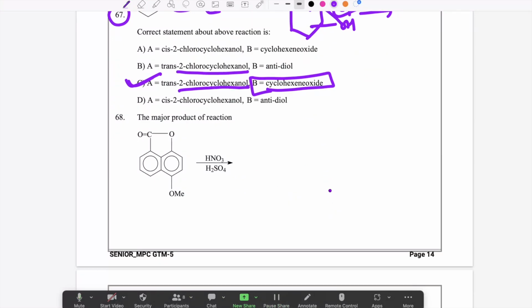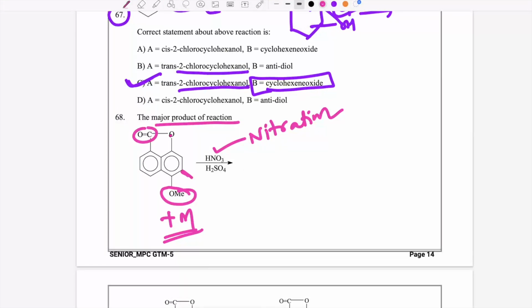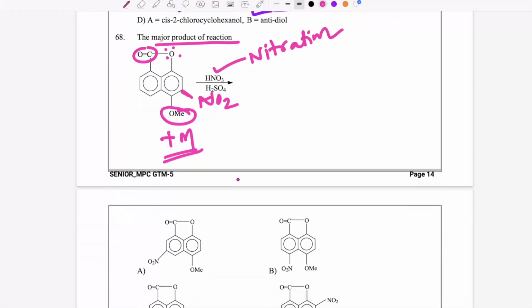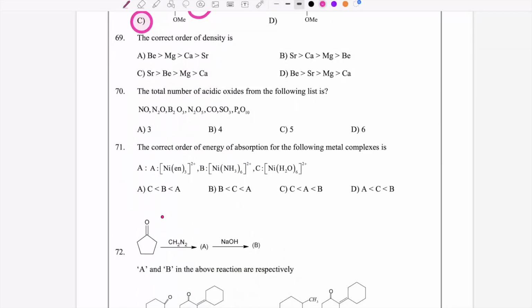Right. So we'll move to the 68th question. The major product in the following reaction: a substituted naphthalene compound is given to us, on which a nitration reaction is being done. So nitration is accelerated by the activating group. So the nitrophile will attack at its ortho position, right? And this is an electron withdrawing group, so its electrons have gone into conjugation. Therefore NO2 will attach at its ortho position. So the answer for 68 is the one with NO2 there, option C is the right option for this question.